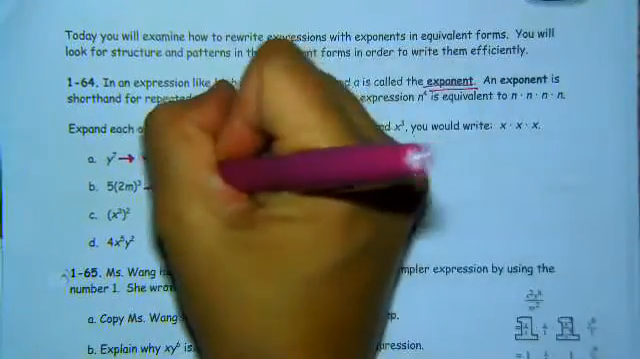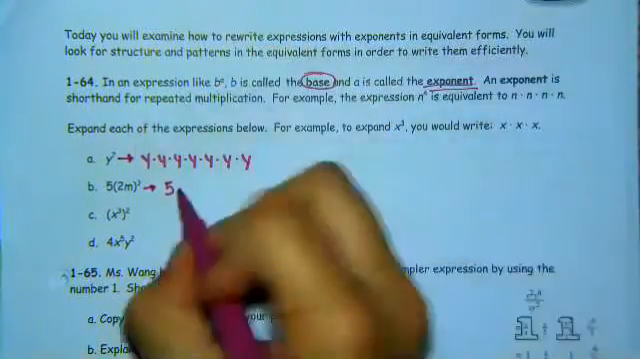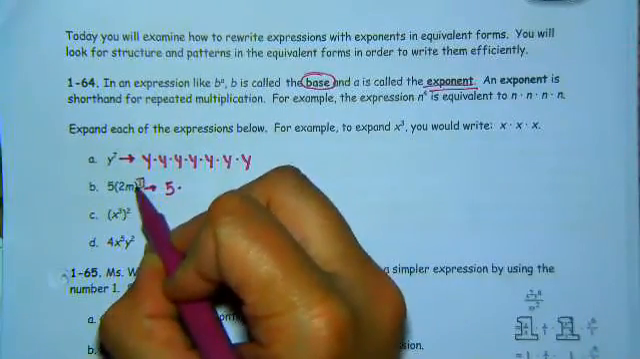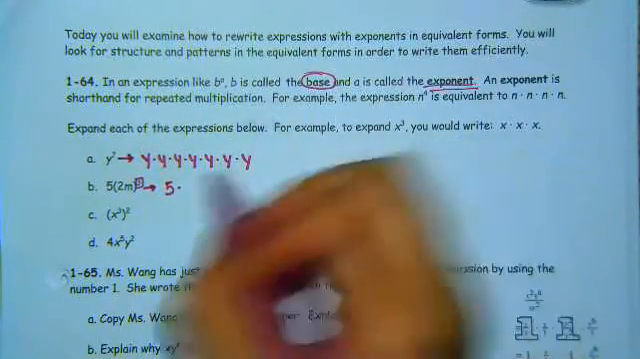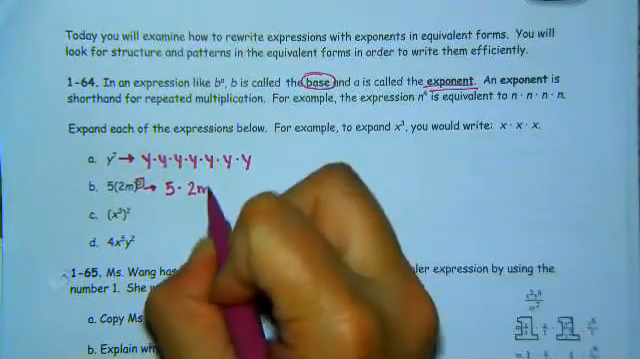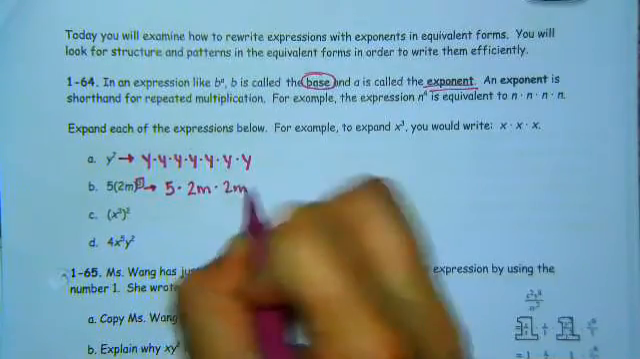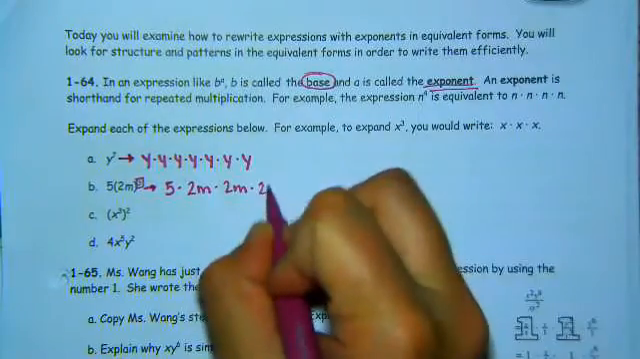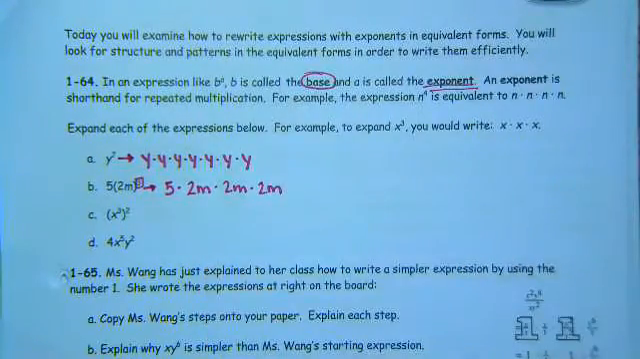Now letter B, does this 5 have an exponent? No, so I just write the 5 times the 2 to the m, which is the one with the exponent. That's written 3 times. So I'm going to write 2 to the m, 2 to the m, excuse me, not 2 to the m, 2m, 2m, 2m. I wrote the 2m 3 times because it was raised to the third.